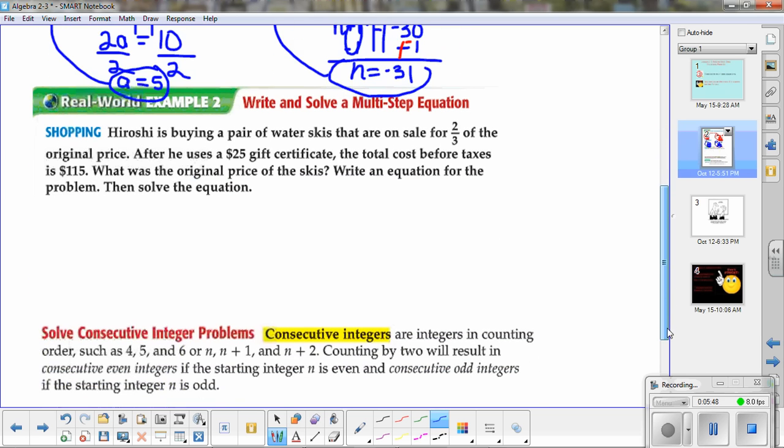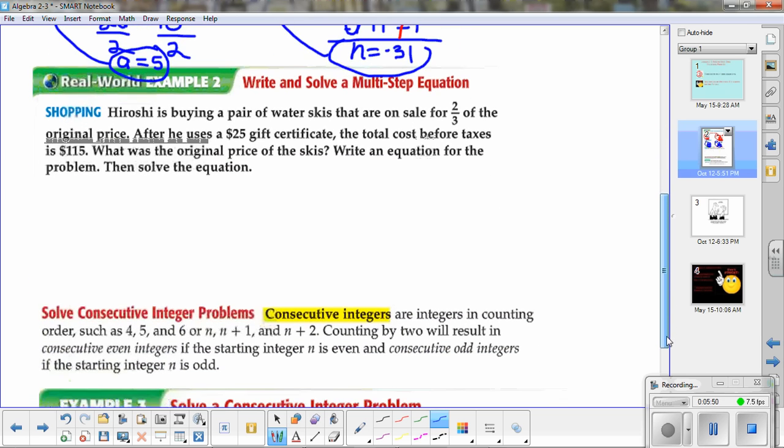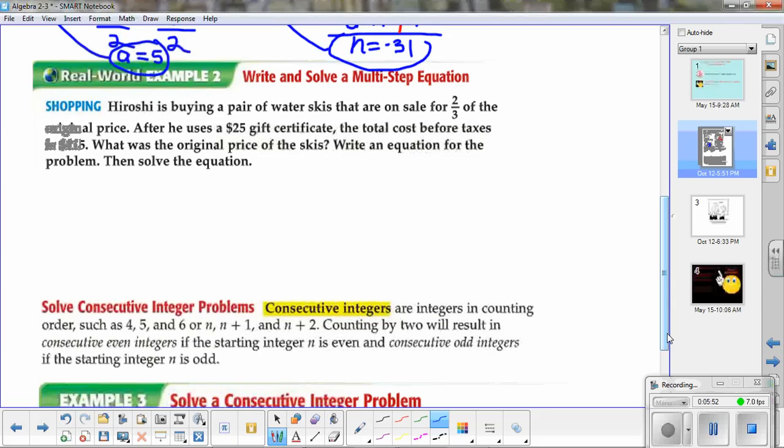Our next example is one where you need to write the equation and then solve it. Hiroshi is buying a pair of water skis that are on sale for 2/3 of the original price. After he uses a $25 gift certificate, the total cost before taxes is $115. What was the original price of the skis? Write an equation for the problem, then solve the equation. Well, what we don't know is the original price, so let's have P equal the original price.